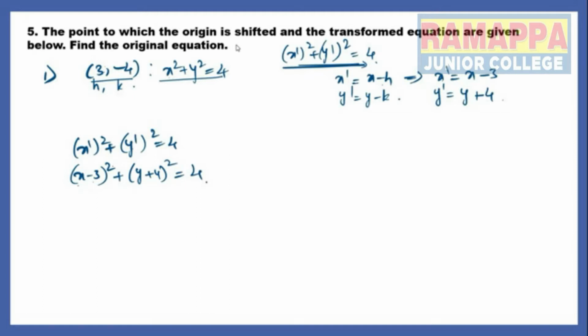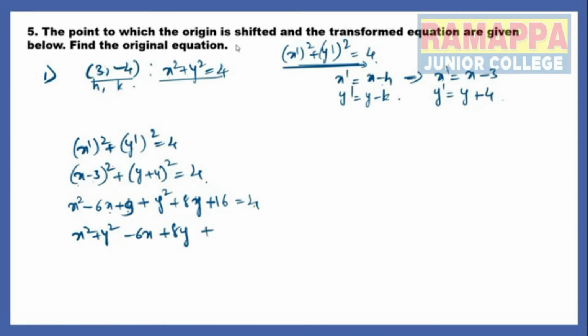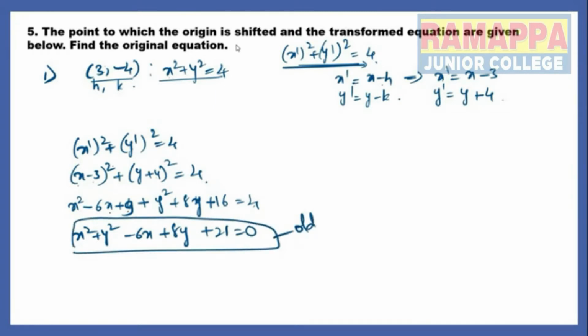So x minus 3 whole square is x square minus 6x plus 9. Sorry, this is 9 because 3 square, no? And y plus 4 whole square is y square plus 8y plus 16, equal to 4. So x square plus y square minus 6x plus 8y, then 9 plus 16 minus 4 is 21, is equal to 0. This is the old equation.